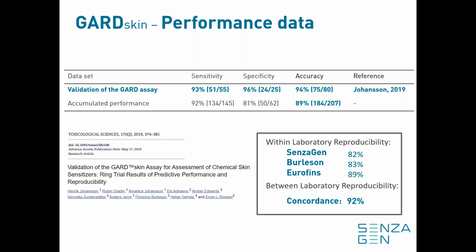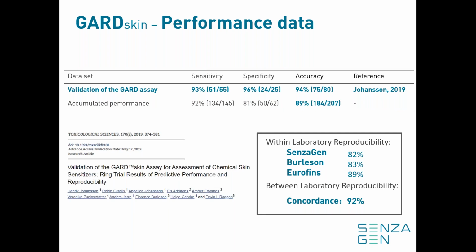So we performed a validation study in accordance with OECD guidelines, and this study involved a ring trial where we performed testing at 3 different laboratories: at our facility and also in collaboration with Burleson in North Carolina and Eurofins in Germany. The results from this validation study demonstrate that this technology is very simple to transfer to other labs. The reproducibility both between labs and within labs is quite high, and the study also demonstrated an accuracy of 94% with a very good balance between the sensitivity and the specificity.